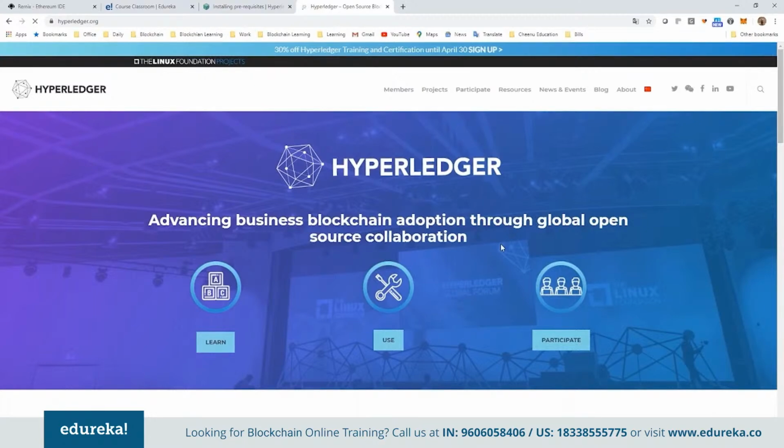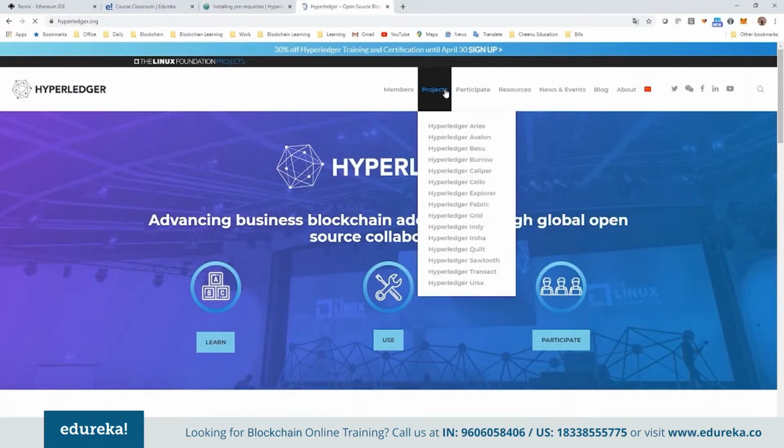The one that we will be concentrating on is Hyperledger Fabric. This is the most widely used Hyperledger instance that is used for a permissioned or a private network. The next one which is famous is Sawtooth. The rest all are rarely used. You can see that this is the Hyperledger website. These are the various products.